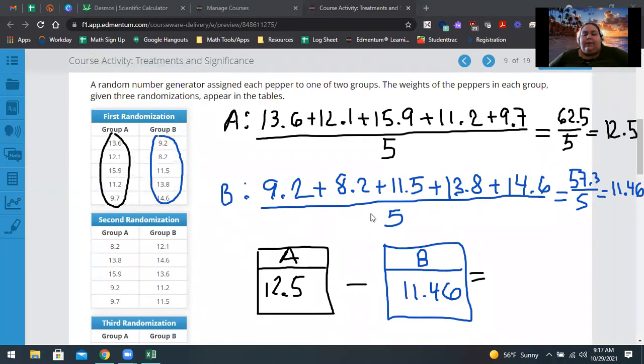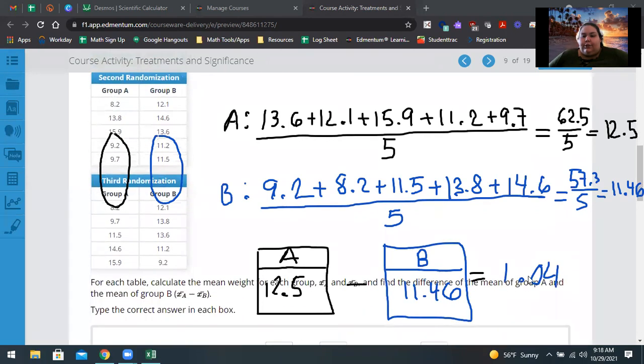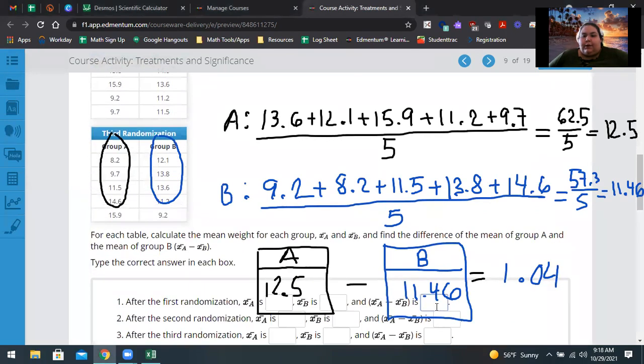Also think about which basket is technically heavier, because this is gonna help you out for the rest of the questions after these. This has an average weight of 12.5 and this has an average of 11.46. This tells me that basket A is heavier, right? Because it's weight. So when we subtract these two, we get 1.04, which is going to be the third value that you enter in that third box there.